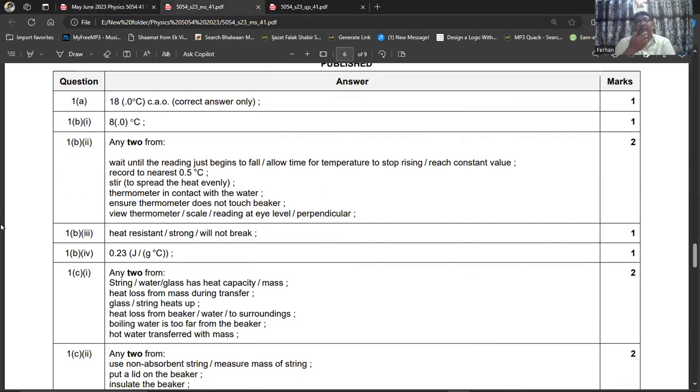So for question number 1B, second part, the marking scheme is showing up on your screen. If you want to read it, you can pause the video.